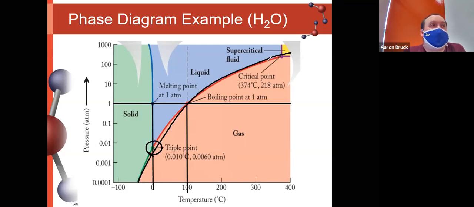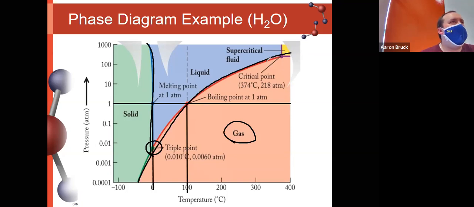Well, the main answer is intermolecular forces. I want you to look at one thing. We did say that the gas region was the largest. Look how big the liquid region is, though. This liquid region for water is much larger than the liquid region for carbon dioxide. Why is that so? The intermolecular forces in water are greater than those of carbon dioxide.